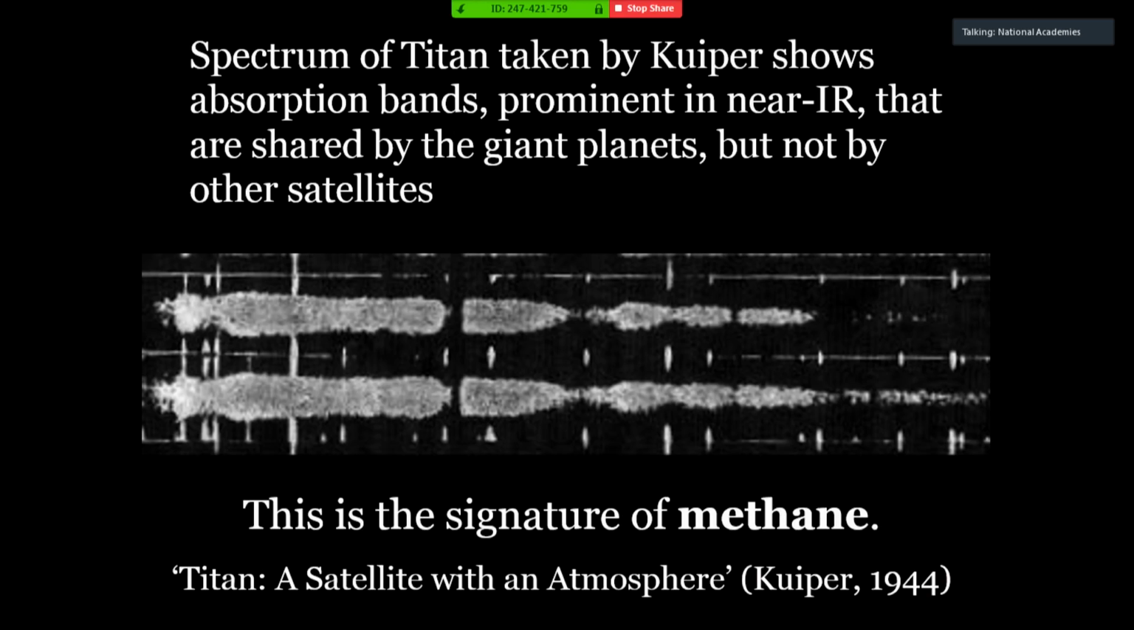And this paper is titled Titan, a Satellite with an Atmosphere, and I've always felt that there's a piece of punctuation missing at the end of the title of this paper. I don't know if it's a question mark or an exclamation point or both, but this was the first time we realized we have a moon in our solar system that has an atmosphere. We didn't know anything else about it at that point, but we knew that there was methane.